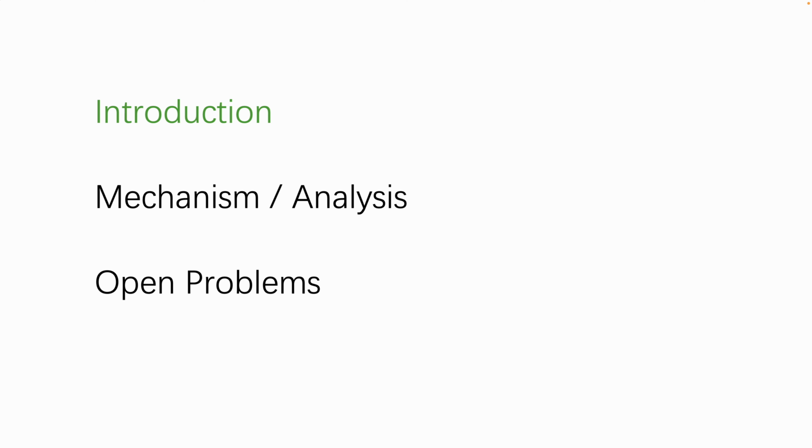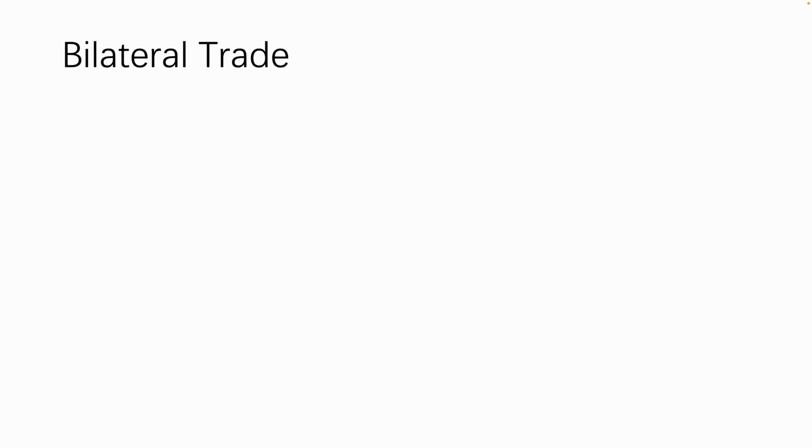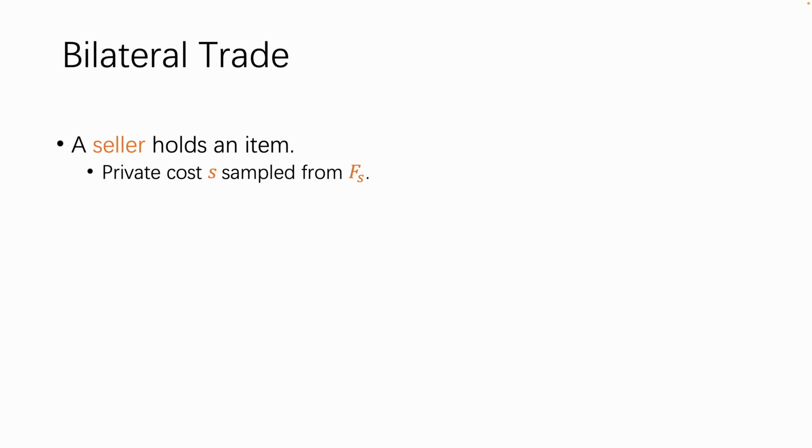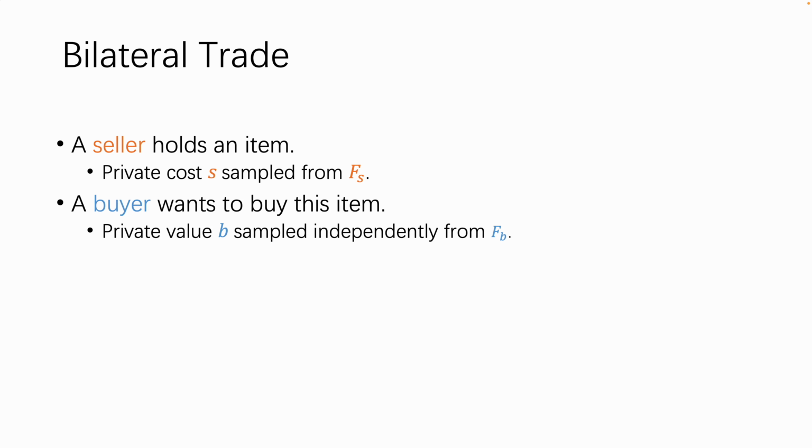Let us first introduce our setting. The problem we consider is bilateral trade, which is a quite fundamental topic in economics and is pretty simple. There is only one item to sell, and there is one seller and one buyer. The seller currently holds the item, and she has a private cost S, maybe for producing this item, and the cost is drawn from distribution Fs. The buyer has a value B for getting this item, and also B is drawn from a distribution FB. And here, Fs and Fb are independent.